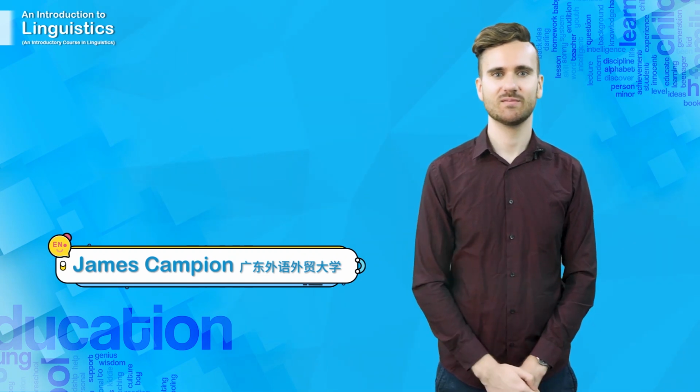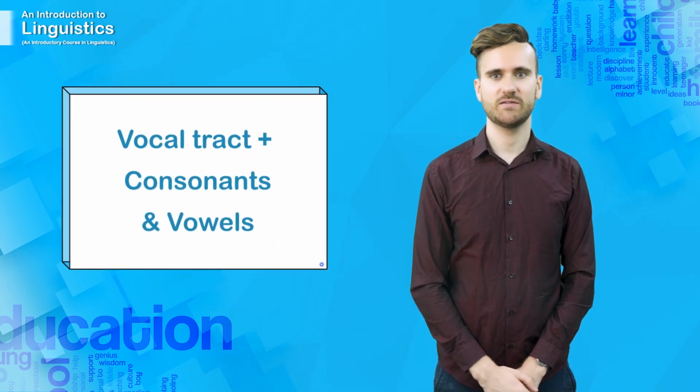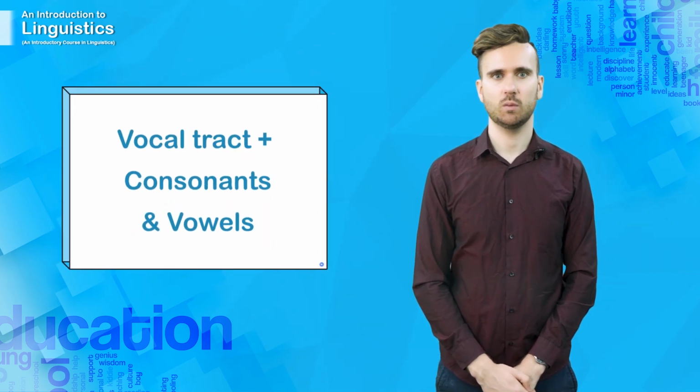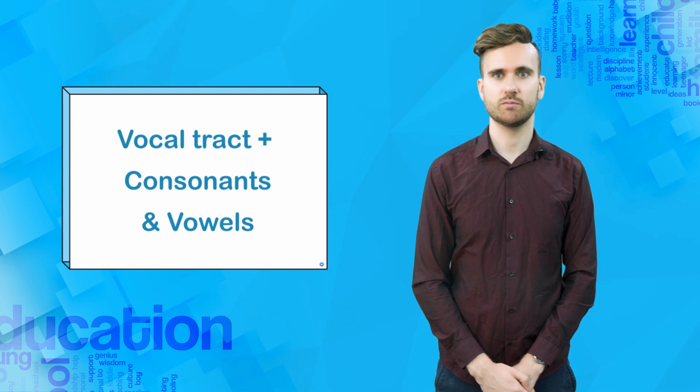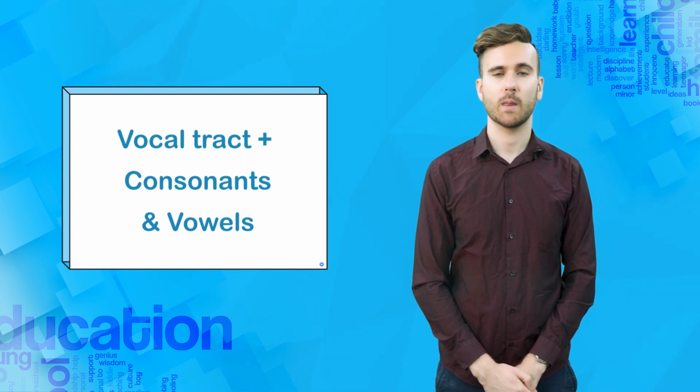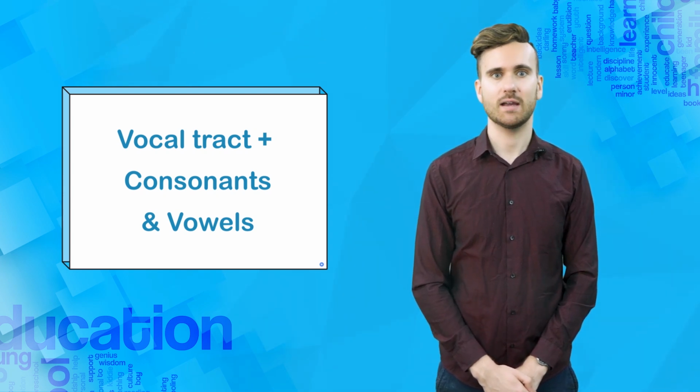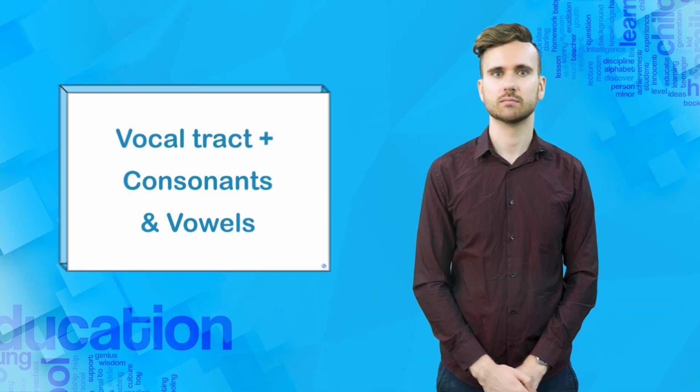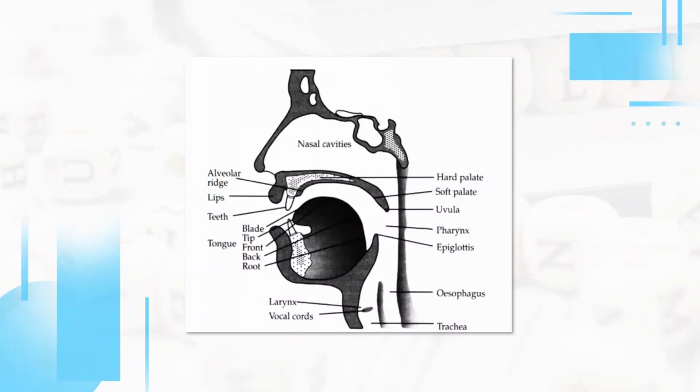I am James. In this and the next few episodes, I firstly will explain what humans use to produce the sounds that they make, and secondly explain how we can describe these sounds. The parts of the body which we use to produce speech sounds are collectively called the vocal tract. You can see the vocal tract on the screen now.